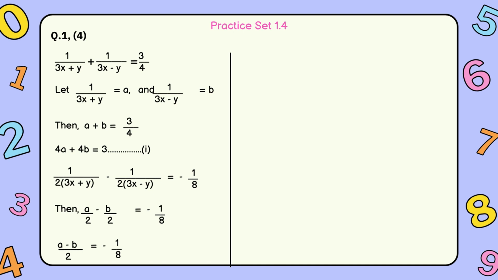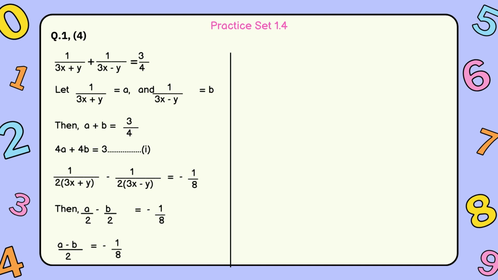So for the first equation, that is 1 upon 3x plus y plus 1 upon 3x minus y is equal to 3 upon 4, we get a plus b is equal to 3 upon 4. To get rid of the denominator, we take it to the left hand side, and that gives us the equation 4a plus 4b is equal to 3. We name this as equation 1.